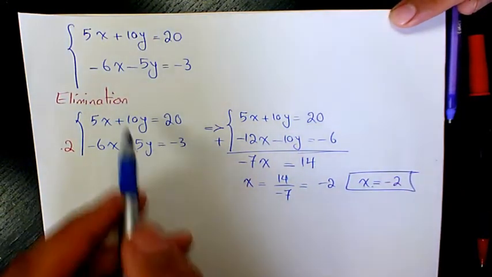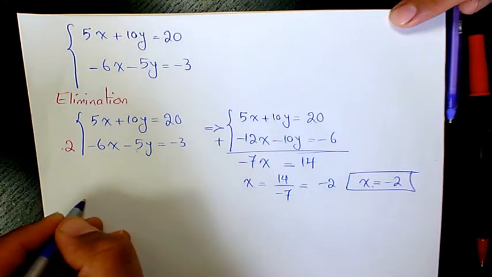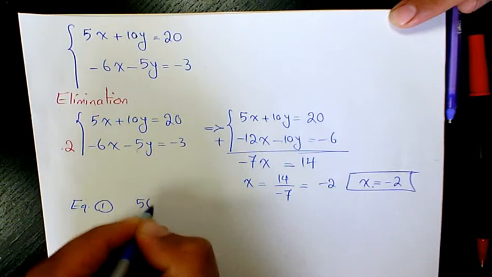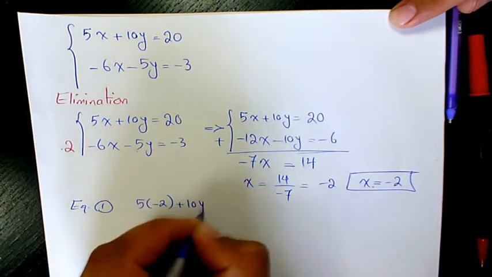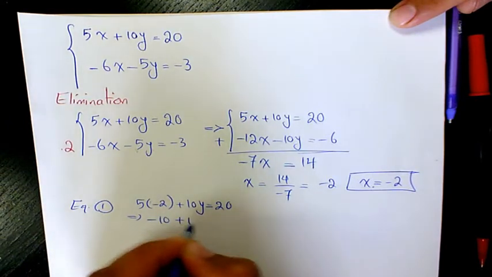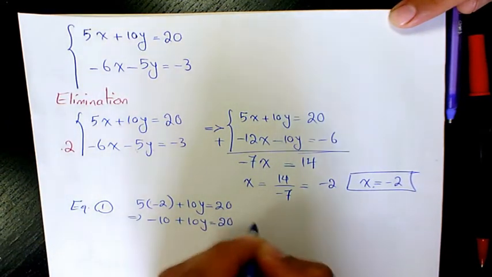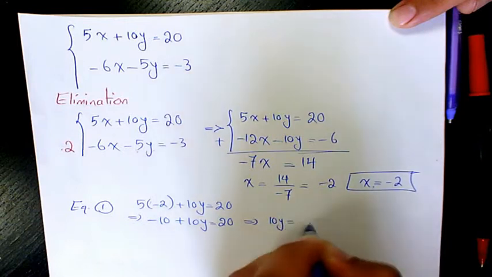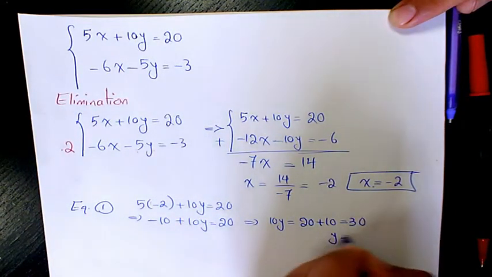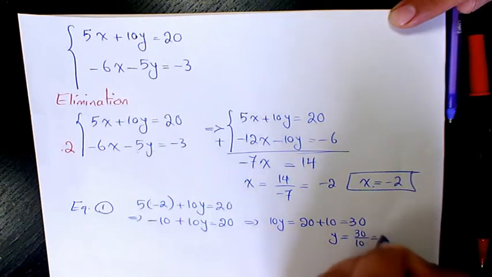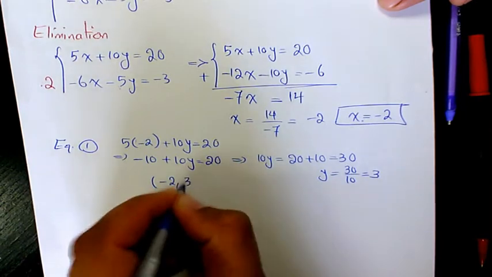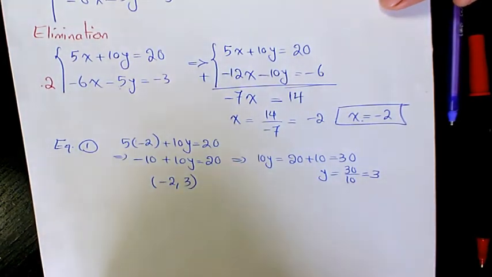Then you sub it in one of these two equations. Let's use this first one, equation 1. 5 times negative 2 plus 10y equals 20. We have negative 10 plus 10y equals 20. So 10y equals 20 plus 10, which is 30. So y will be 30 divided by 10, which is 3. So the point of intersection is negative 2 and 3.